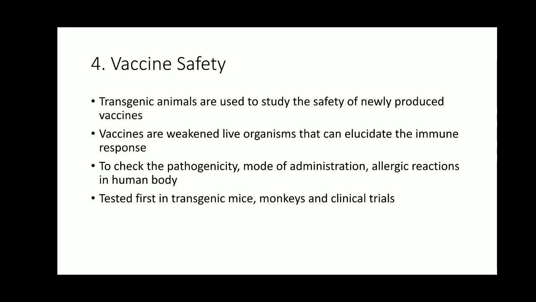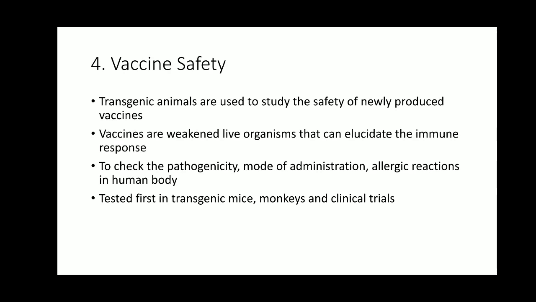What are vaccines? Vaccines are weakened live organisms. They are live organisms, but they are weakened, and when they are inserted in the human body, they produce an immune response. It will be considered a foreign body and specific antibodies will be produced in the body, but this weakened live organism will not have the capacity to produce the disease, but it will be able to produce the immune response, right?